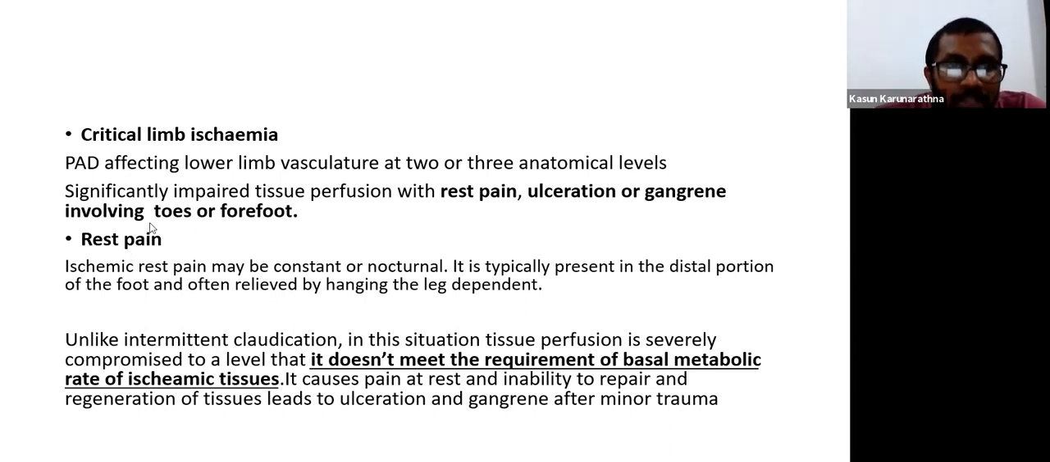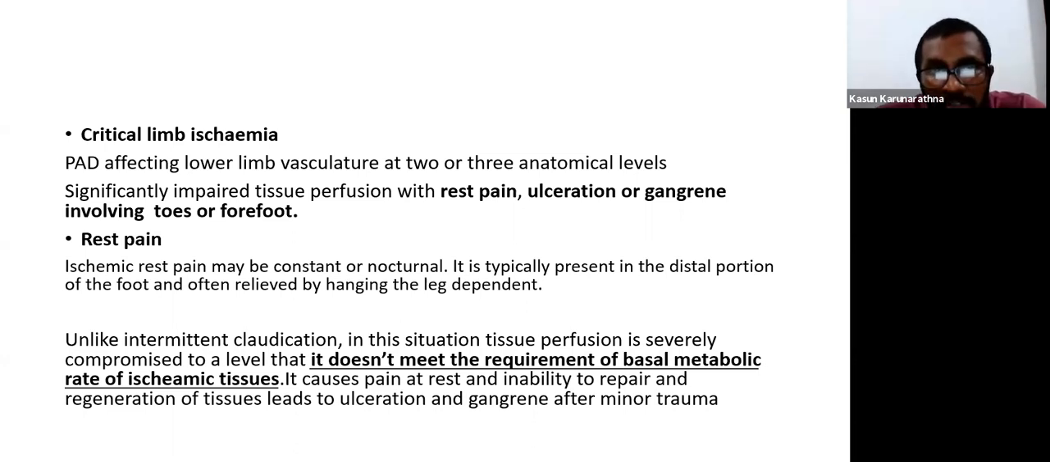Then what is rest pain? These definitions are very important. You will be questioned in your vivas and long cases. Rest pain is ischemic pain, which may be constant or nocturnal. It is typically present in the distal portion of the foot, that is the forefoot. It is often relieved by hanging the leg dependent. When you put the leg down, it will be relieved, and it will be worsened with elevation.